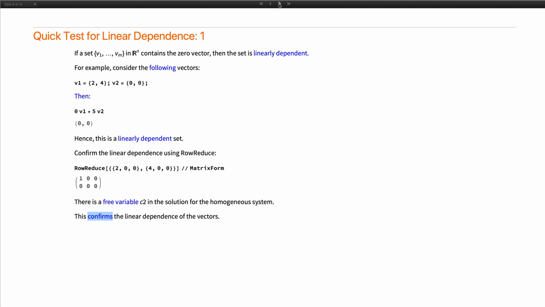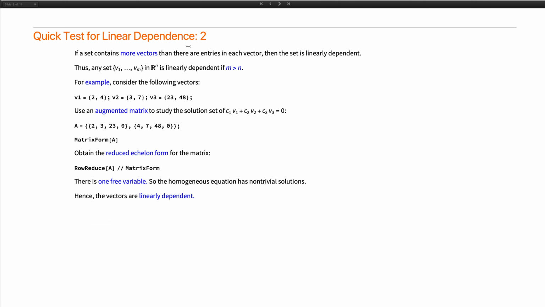Another quick test for linear dependence is to look at the vectors and check if there are more vectors in the set than there are entries in each vector. So for example, if you have v1, v2 up to vm in Rn, then the m over here should be greater than the n. So for example, over here you have three vectors. Each of them has got two entries, so you've got three vectors in two-space.